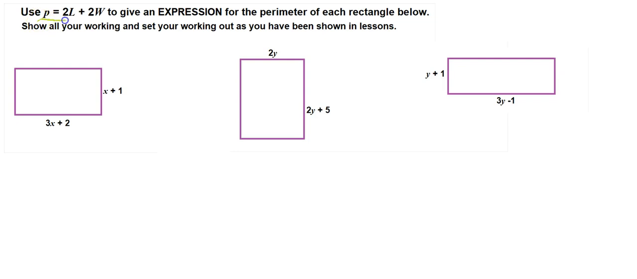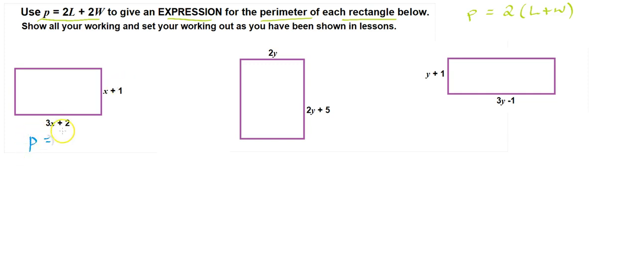Okay, so it says to use P equals 2L plus 2W to give an expression for the perimeter of the rectangles, and that is a good way to do it. You can use another formula, and the other formula looks like this: P equals 2 times (L plus W). So let's use that and see if you can solve them with this.